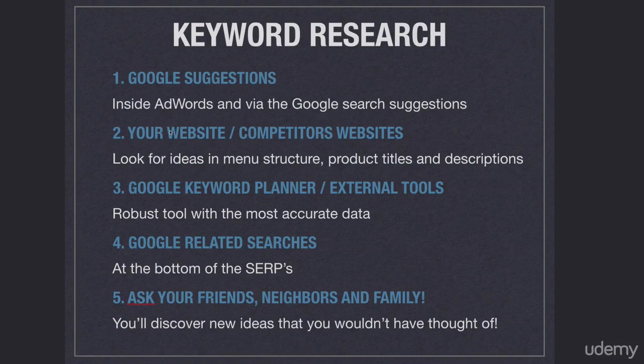The second one is your website and your competitors' websites. We want to look for ideas in the menu structure, look for the product titles and descriptions, and see if we can find some good keyword ideas to start from at the website level, and also, of course, competitor websites. We'll take a look at these 2 elements first.